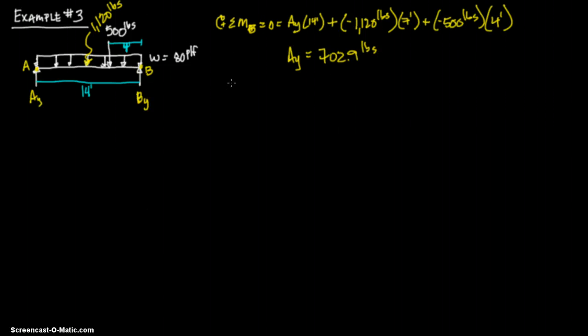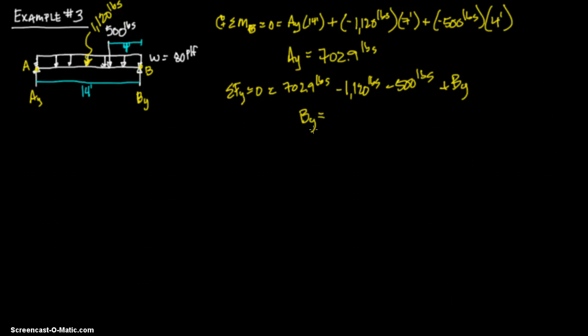Alright, then we're going to do the sum of the forces in the y direction equals 0. And we're going to solve for BY. AY is a positive 702.9 pounds, minus 1,120 pounds, minus 500 pounds, plus your BY. And solve for BY. And it's going to be positive.